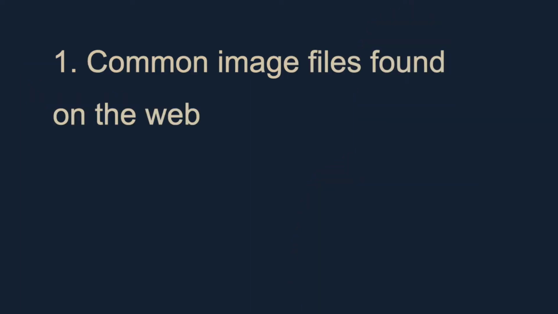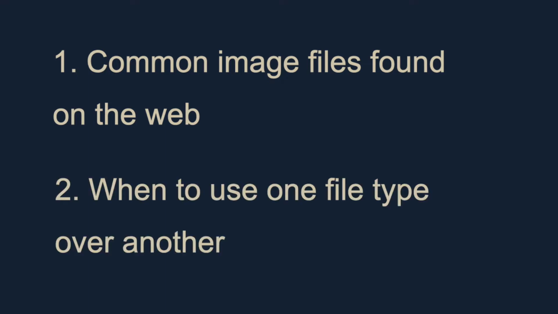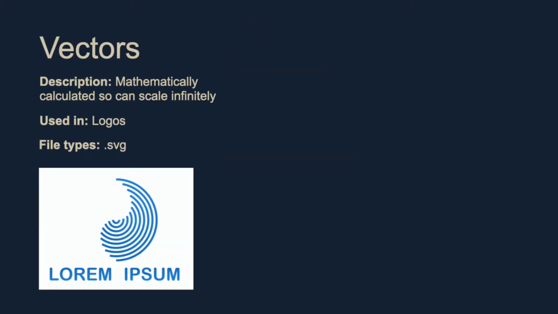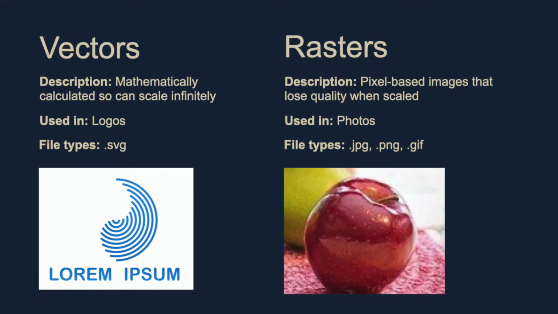In this video, we will look into the different image files that are commonly found on the web, as well as get a better understanding as to when to use one type over another. There are two main categories of images, vectors and rasters. In short, vectors are mathematically calculated and are typically used for logos and other shapes that may need to resize drastically without losing quality. The most common vector file type is the SVG, but vectors can also be directly coded in. Rasters, on the other hand, are pixel-based, and they're the main subject of this video.